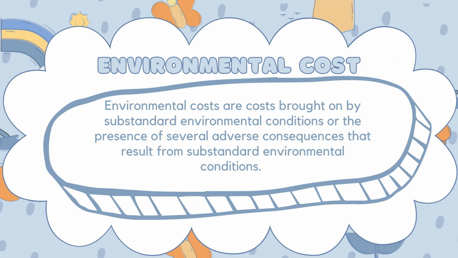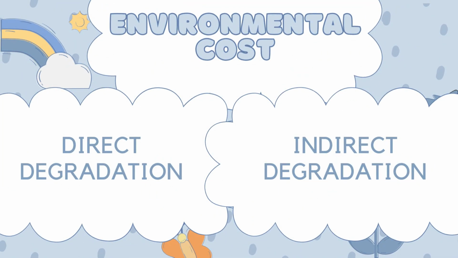This damage can be grouped into direct degradation of the environment, and there is also indirect degradation. First, direct degradation means damage that occurs directly. We can see the damage directly in the existing environmental conditions. For example, air pollution is immediately created because of the smoke generated by the company's production machines. Then water pollution, contaminated water due to careless dumping of factory waste into rivers.